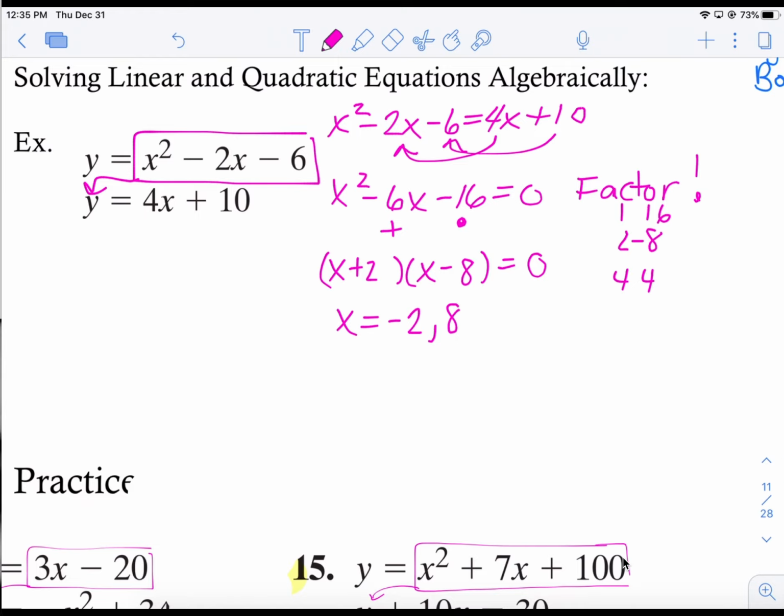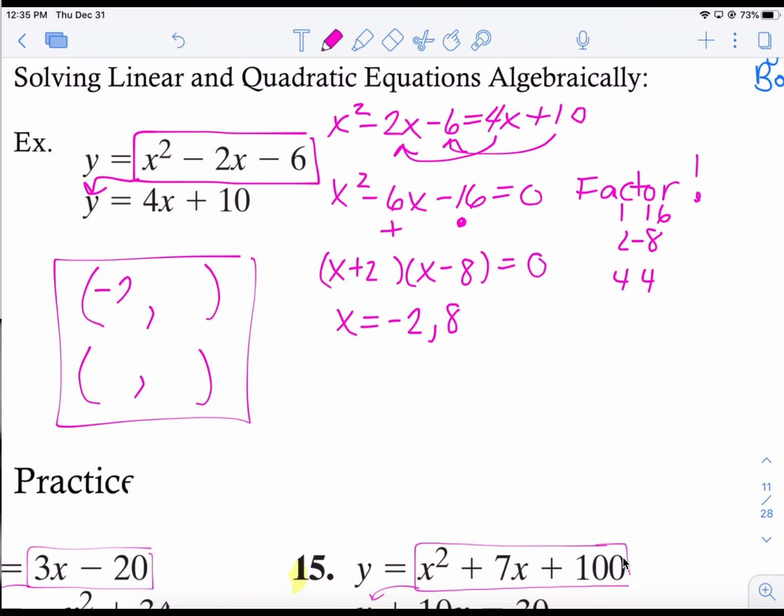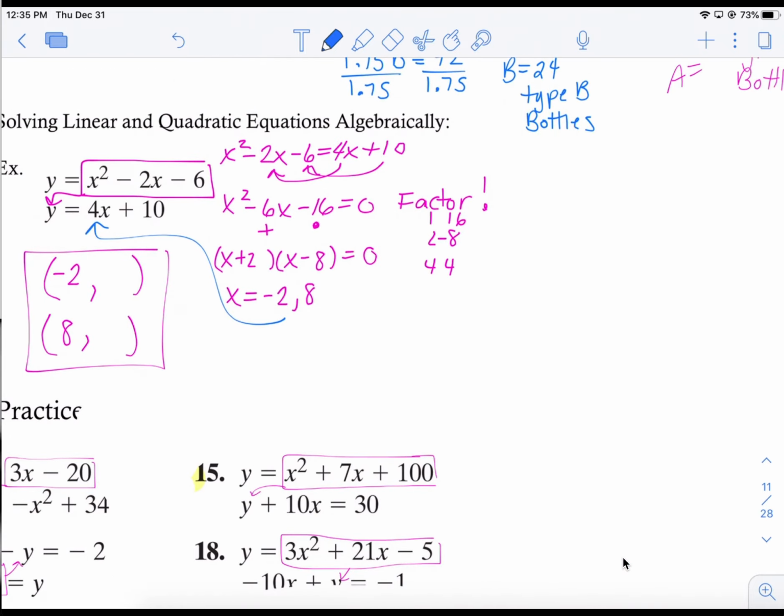Remember, because you have two answers, both of them need to be points. So if I got two different x's, I have to plug both of those in to get my y's. I'm going to plug both of these into the bottom equation so I don't have to deal with squareds and exponents. Let's do the first one: y equals 4 times negative 2 plus 10. 4 times negative 2 gives me negative 8, plus 10 gives me a positive 2. So that one goes with the first x.